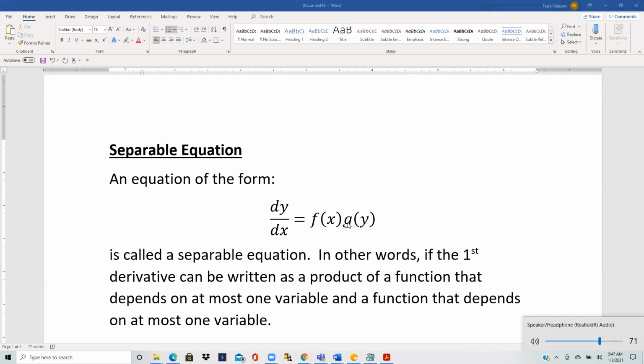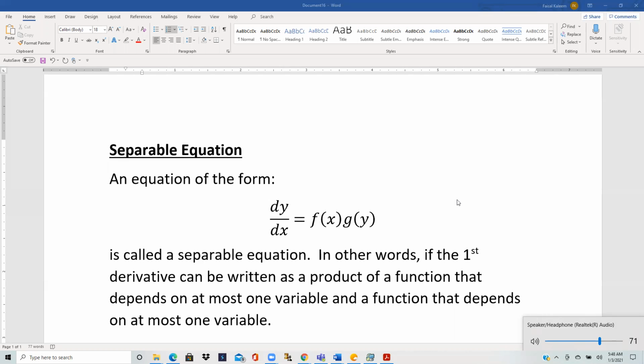Now, this f of x could be a constant and the g of y could also be a constant, or they could both be constants. That's also fine. The point is that you should be able to separate out the two variables. So here you should have a product of just one of them times a product of just the second. And as we will see in the examples, not all equations are separable.